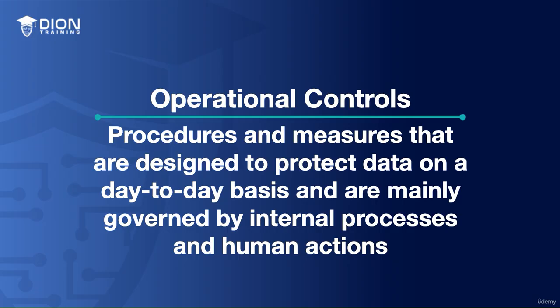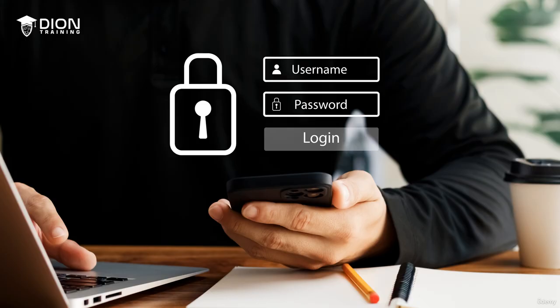Third, we have operational controls. Now, operational controls are the procedures and measures that are designed to protect data on a day-to-day basis, and they're mainly governed by internal processes and human actions. For example, if your organization requires that you change your password every 90 days, this would be considered an operational control. This operational control ensures that even if a password was compromised, its shelf life would be limited, so the potential harm that it could cause is going to be drastically reduced.